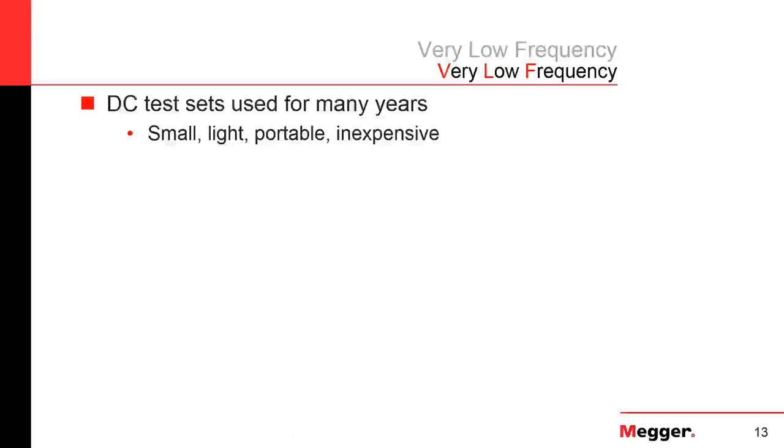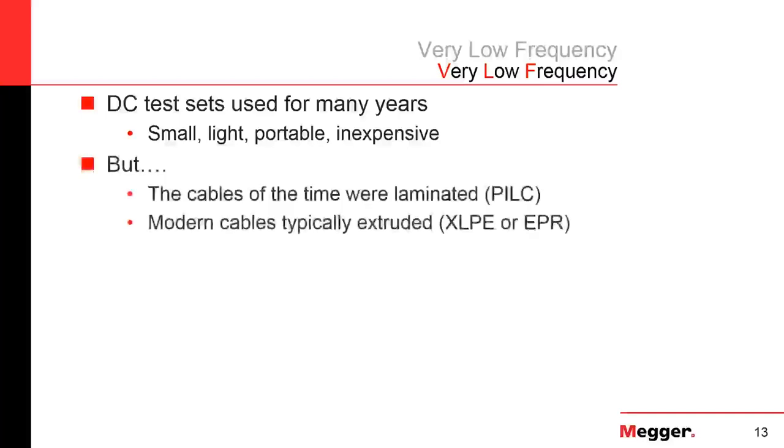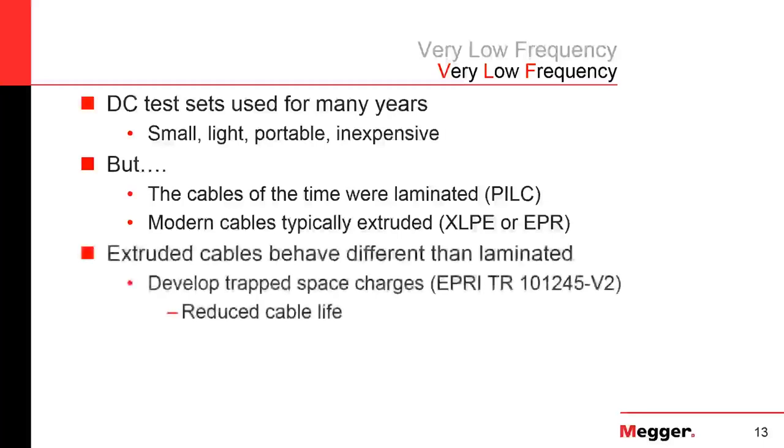So for many, many years, we used DC test sets to test our cables. They ticked a lot of good boxes. They're small, light, portable, really, a lot of good things to say about them. But at the time, the cables that we were testing were paper lead cables or a laminated construction. Modern cables are an extruded construction. That's when we talk about XLPE or EPR cables, they're an extruded construction. And they behave differently than the laminated construction.